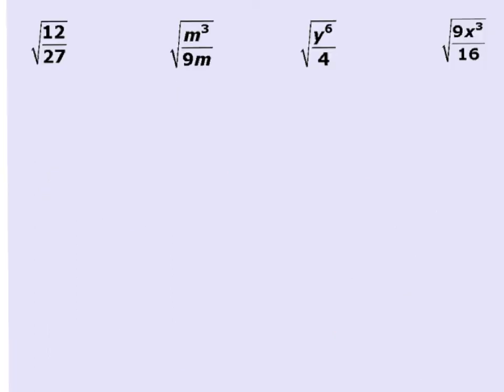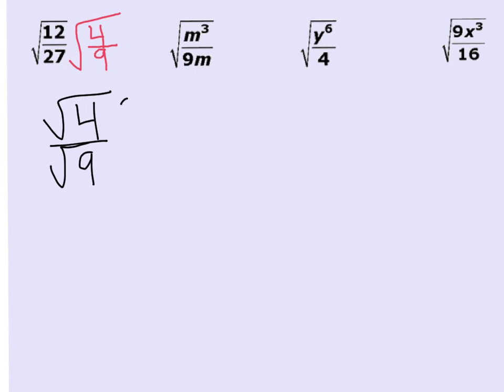All right, 4 more examples. So let's look at 12/27 and let's try and reduce that. Okay, I end up with 4/9 because I divided them both by 3. Now, each one gets their own square root. So the top gets a square root and the bottom. So the square root of 4 is 2, and the square root of 9 is 3. So this answer is going to be 2/3.